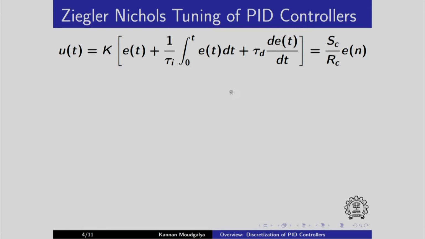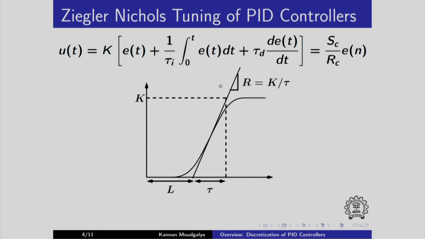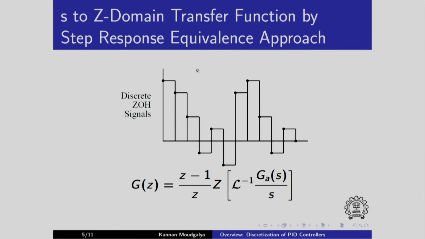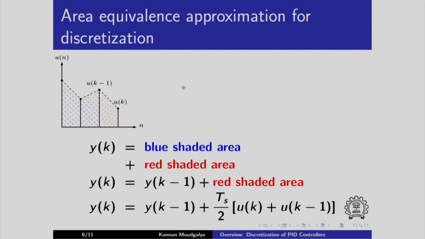Here is the standard PID controller and we will talk about Ziegler-Nichols tuning. Two methods are there, one is the reaction curve method, the other is the instability method. Both of them will be covered in this week. We will also get an approximation of continuous time controllers using the step response equivalence approach, the formula for which is given here. We will also introduce area equivalence approximation for discretization.